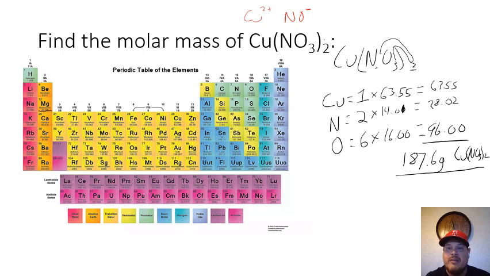Now, what does this number mean? Well, what this means is that in 1 mole of copper nitrate, there are approximately, not approximately, there are 187.6 grams. So if I were to have you go get 1 mole of it, you would have to get me about 187.6 grams of copper nitrate.